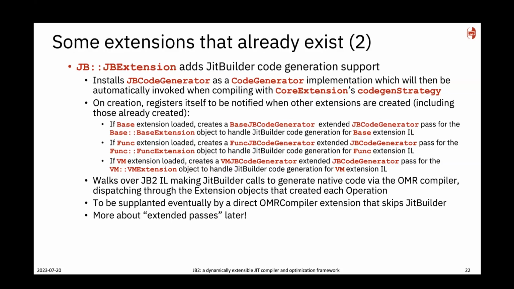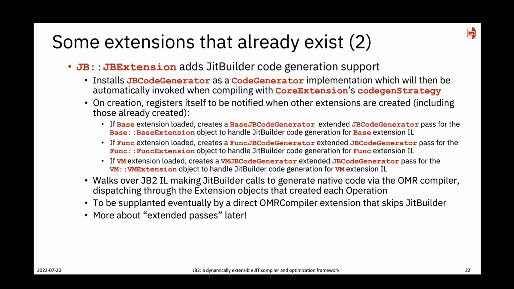Also, when this extension gets created, it registers itself, and I'm not going to go into details on how it does this, but it registers itself to be notified when other extensions are created, so that it can watch and see, did the base extension get loaded? Did the func extension get loaded? Did the VM extension get loaded? And then if and when those extensions do get loaded, it can install specific add-ons like mix-ins onto them. They're actually called extended passes, but passes that can handle the IL generation for those extensions.